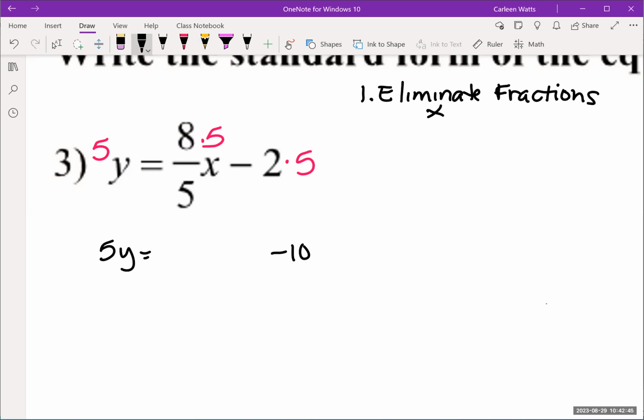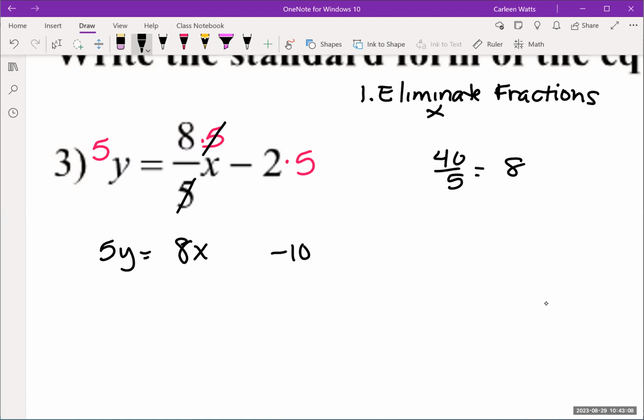Okay, you could do that. 40 over 5, which reduces to 8, right? Okay, I would like you to not do it that way because I see mistakes. What I would like you to do is just do this. The 5 on top cancels with the 5 on the bottom, and that gives you the 8.